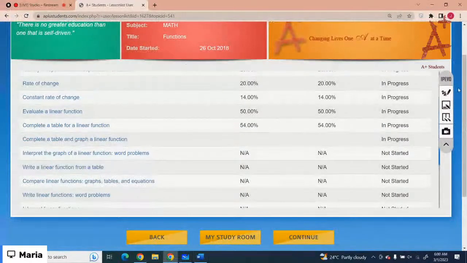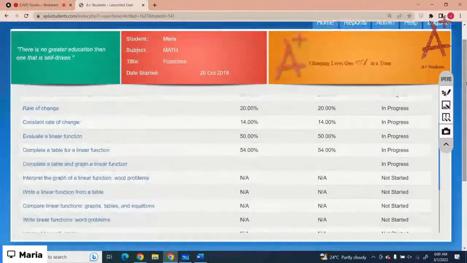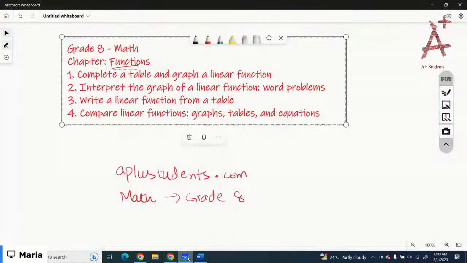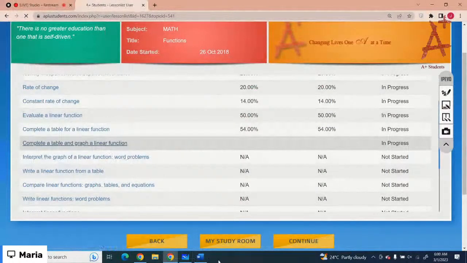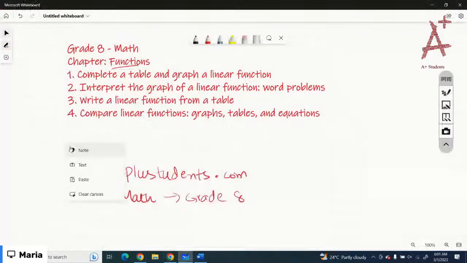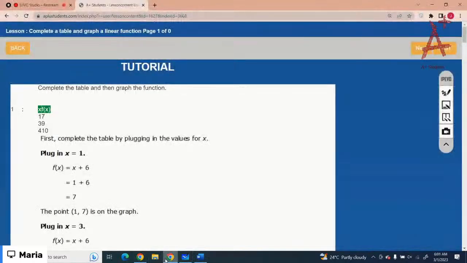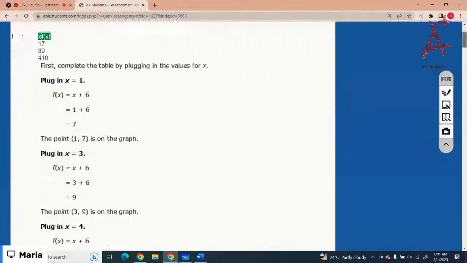Okay, here I'm on grade 8 maths. The chapter name is functions. And the lesson I'm going to start with is complete a table and graph a linear function. Okay, let's just start with the first example. Complete the table and then graph the function. First, we have to complete the table. Basically, here is the table. X is 1, f of x is 7. X is 3, f of x is 9. X is 4, f of x is 10. Got it?